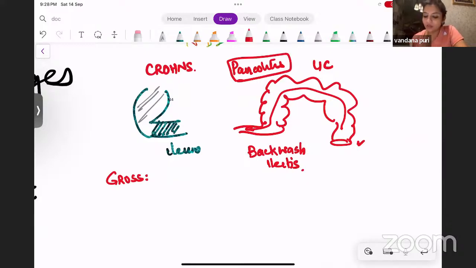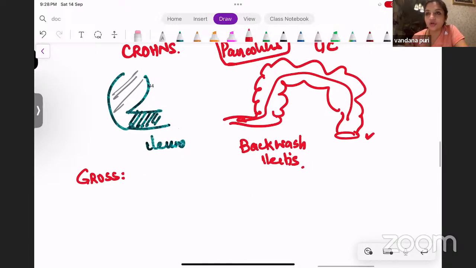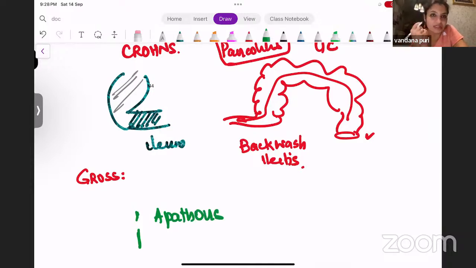Now, both of them are ulcerative lesions of the intestine, so there has to be an ulcer, right? How does the ulcer start? In Crohn's disease, the ulcer starts as an aphthous ulcer, just a flat ulcer. An aphthous ulcer is like the ulcer that forms in your mouth, that is how it starts.